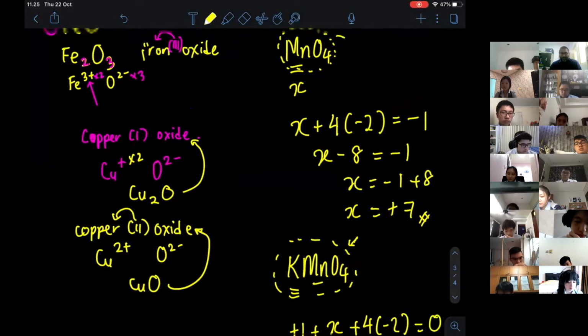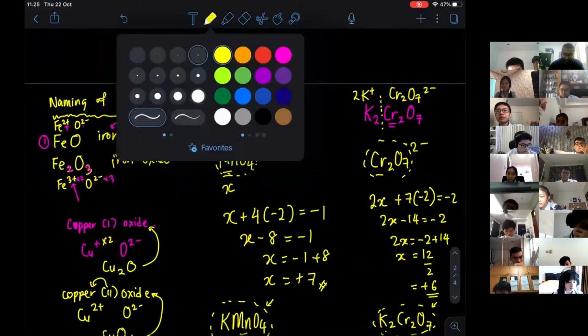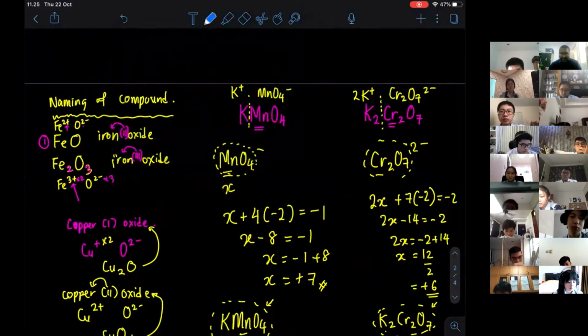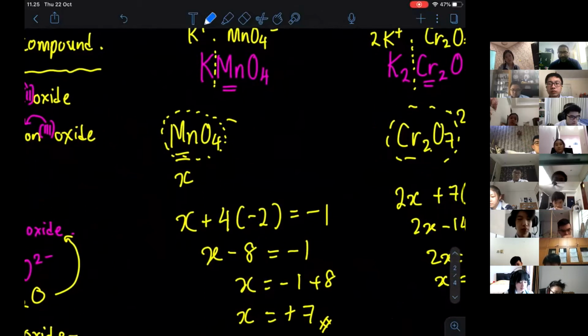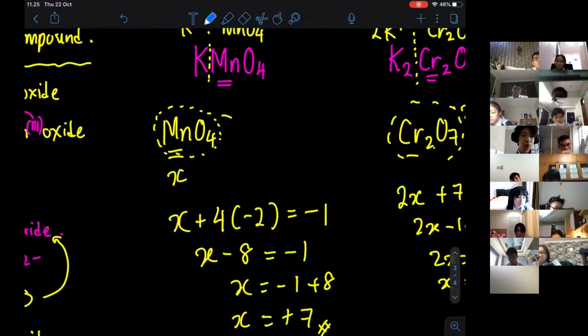Now, let's come back to a special thing over here. I will relate this same thing with this. What is the full name for this compound? Let's say Benedict, can you tell me what is the full name for this compound? Potassium. Potassium what?